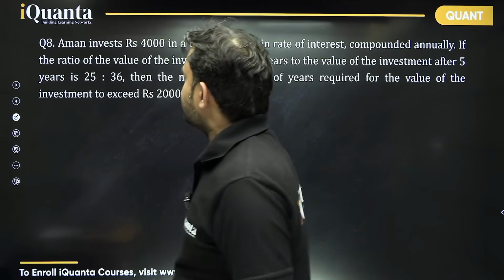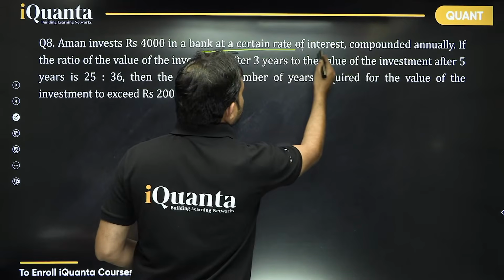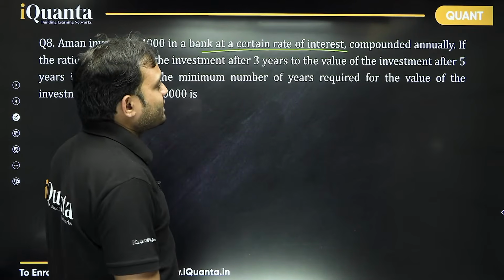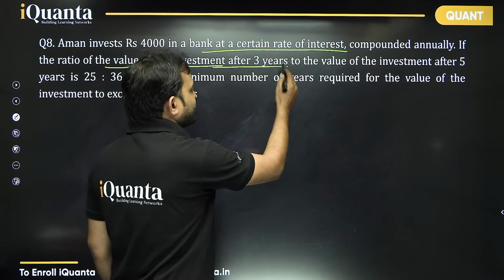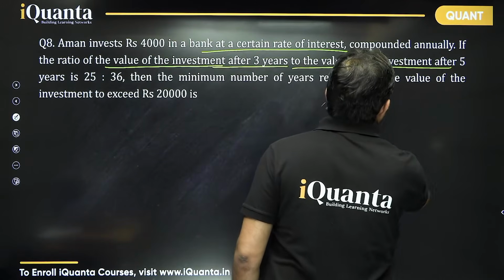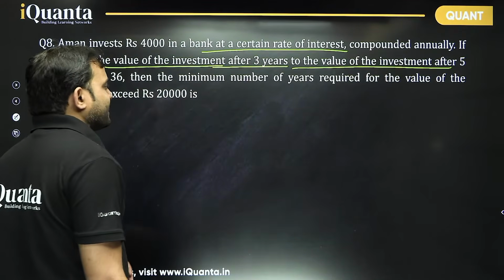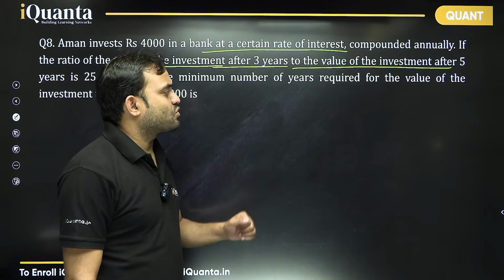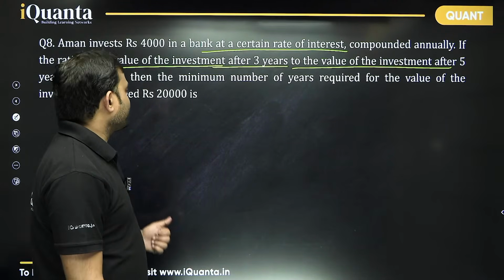Question number 8, it says Aman invests rupees 4,000 in a bank at a certain rate of interest, compounded annually. If the ratio of the value of the investment after 3 years to the value of investment after 5 years is 25:36, then the minimum number of years required for the value of the investment to exceed rupees 20,000 is.